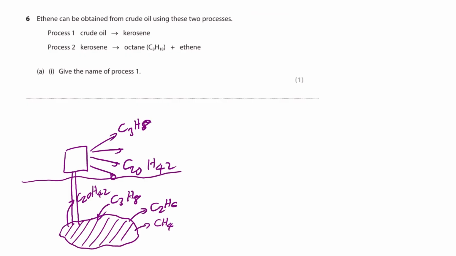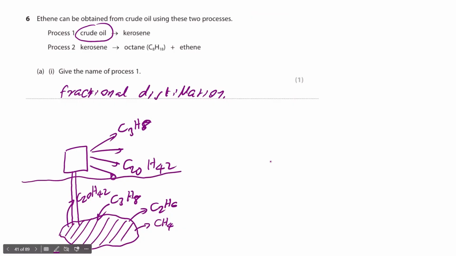So they are asking to give the name of the process. How do you separate crude oil into gasoline, diesel, kerosene and different fractions? That process we call fractional distillation. Right, that's the process that you are going to separate kerosene from crude oil. Now they are asking to sketch a labelled diagram showing how the kerosene fraction is obtained from crude oil in process 1. Okay, now let's draw it.